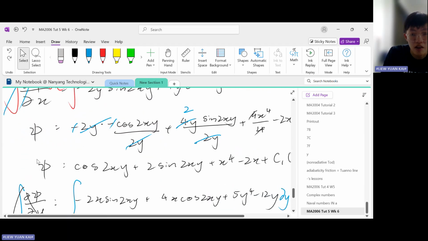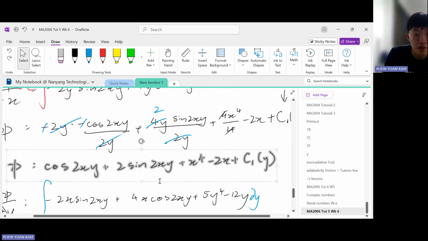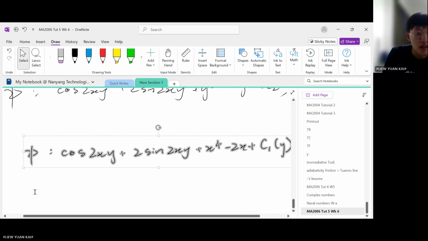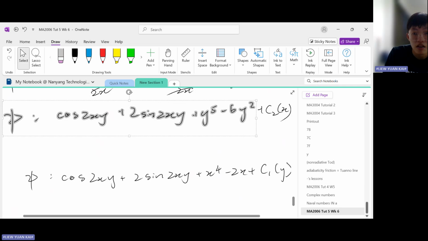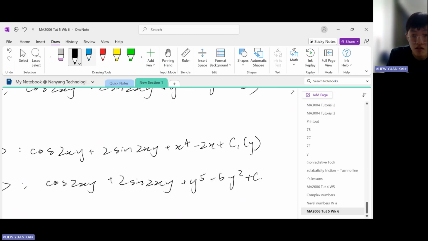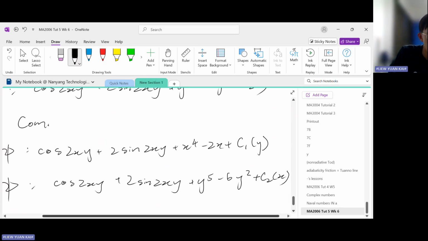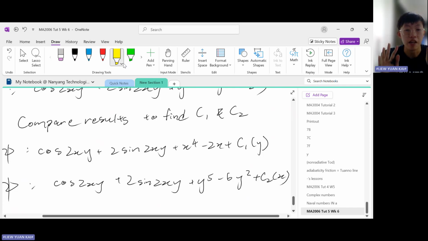So first thing first, I want you to copy the results that you obtain from each component. Let us copy this first. Then also this one, copy it. So here is a plus c2x. Okay, so now I need to compare results to find C1 and C2. So let's find matching terms.